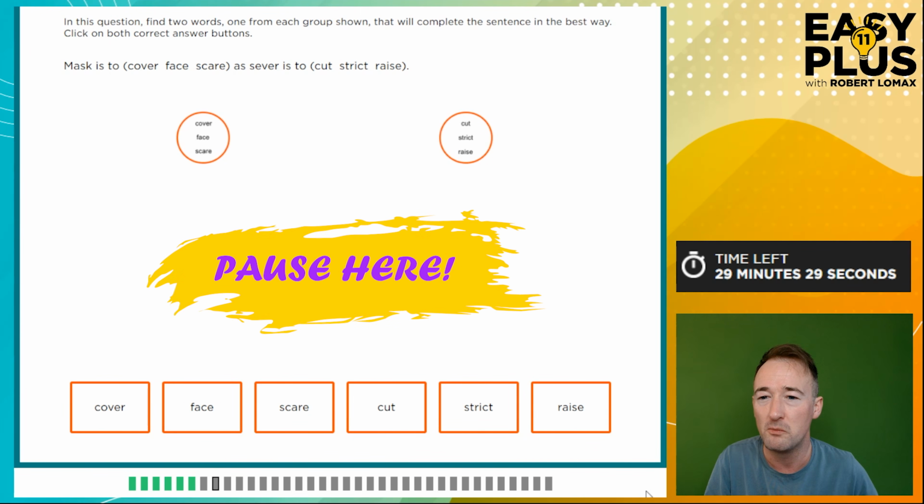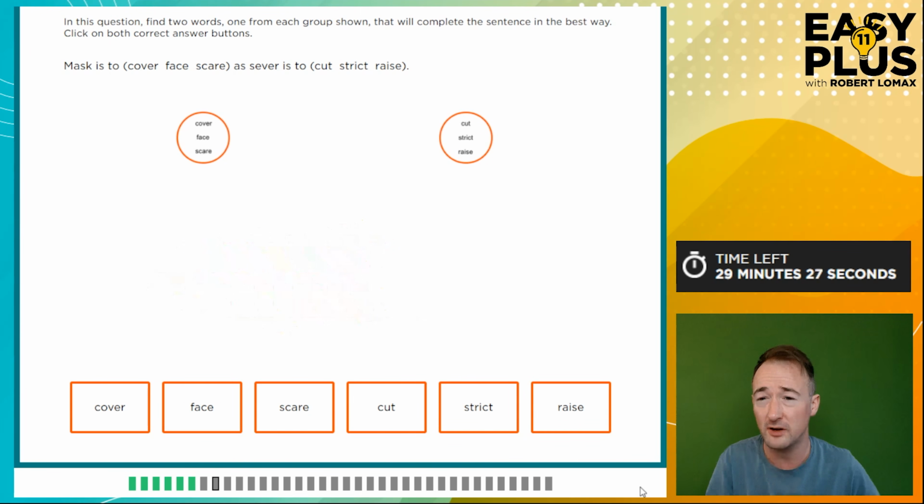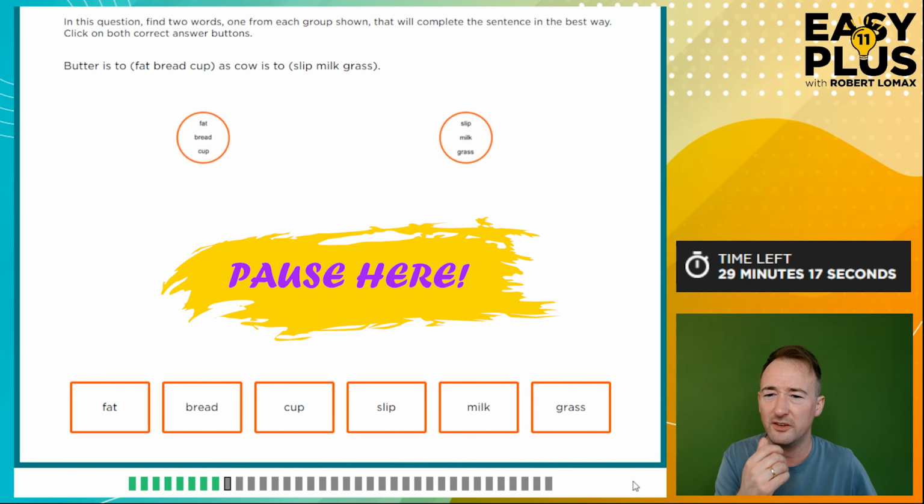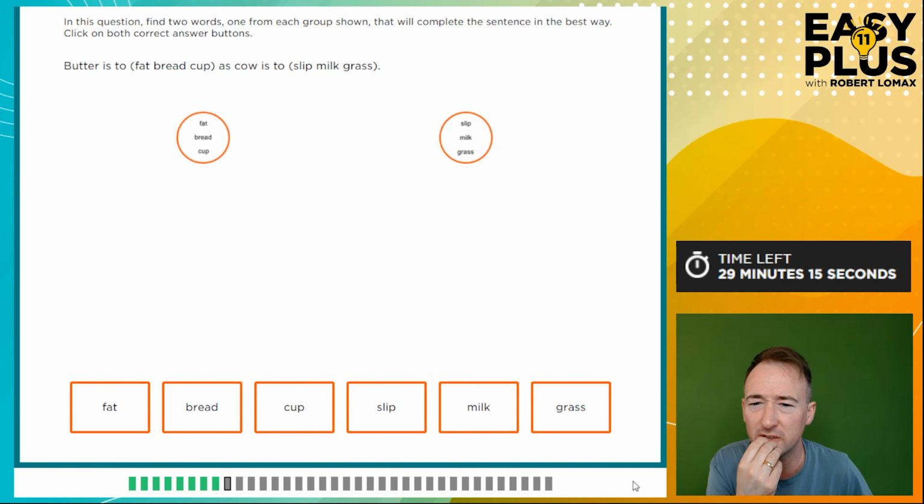Onwards. Mask is to cover. To mask something is to cover it. As sever is to cut. Okay, so that's obviously the answer. We can go straight on. Butter is to fat bread cup, as cow is to slip milk grass.